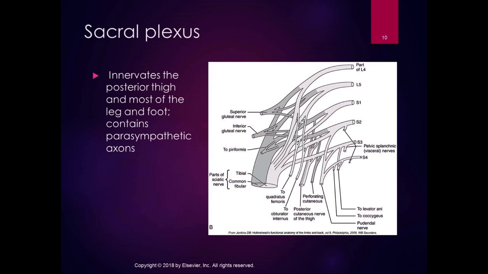So of course, you know, the big nerve coming off the sacral plexus is the sciatic nerve, which then splits into the tibial and common peroneal or common fibular. So that innervates the posterior thigh and most of the leg and foot. So if I said, hey, your lower leg, which plexus innervates that, you would know it would be the sacral plexus.